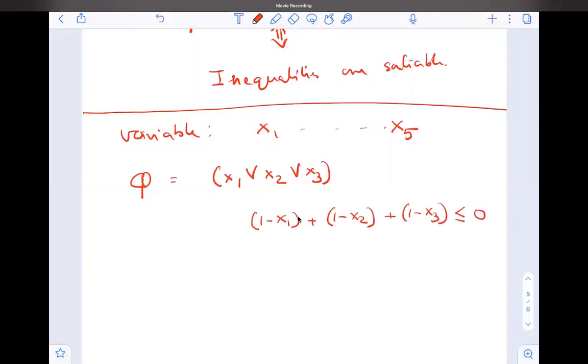Equal to 0. Okay, so what is the argument? If we want every single clause to be 1, what we need is at least one of these literals to be 1, which means we want all of the negatives of these literals to be 0. No, at least one. So that means at least one literal has to be 0. Oh, okay, right. Sorry.